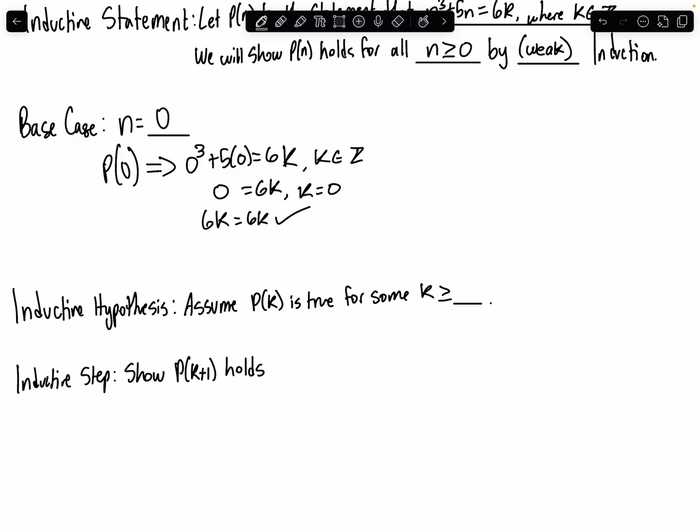Cool. Moving on, we have our inductive hypothesis. So this is where we set up our dominoes that we will then knock down in the inductive step. So assume P of k is true for some k is greater than or equal to, in this case, we're using 0 because that's our starting point. And that's all we have to do for our inductive hypothesis.